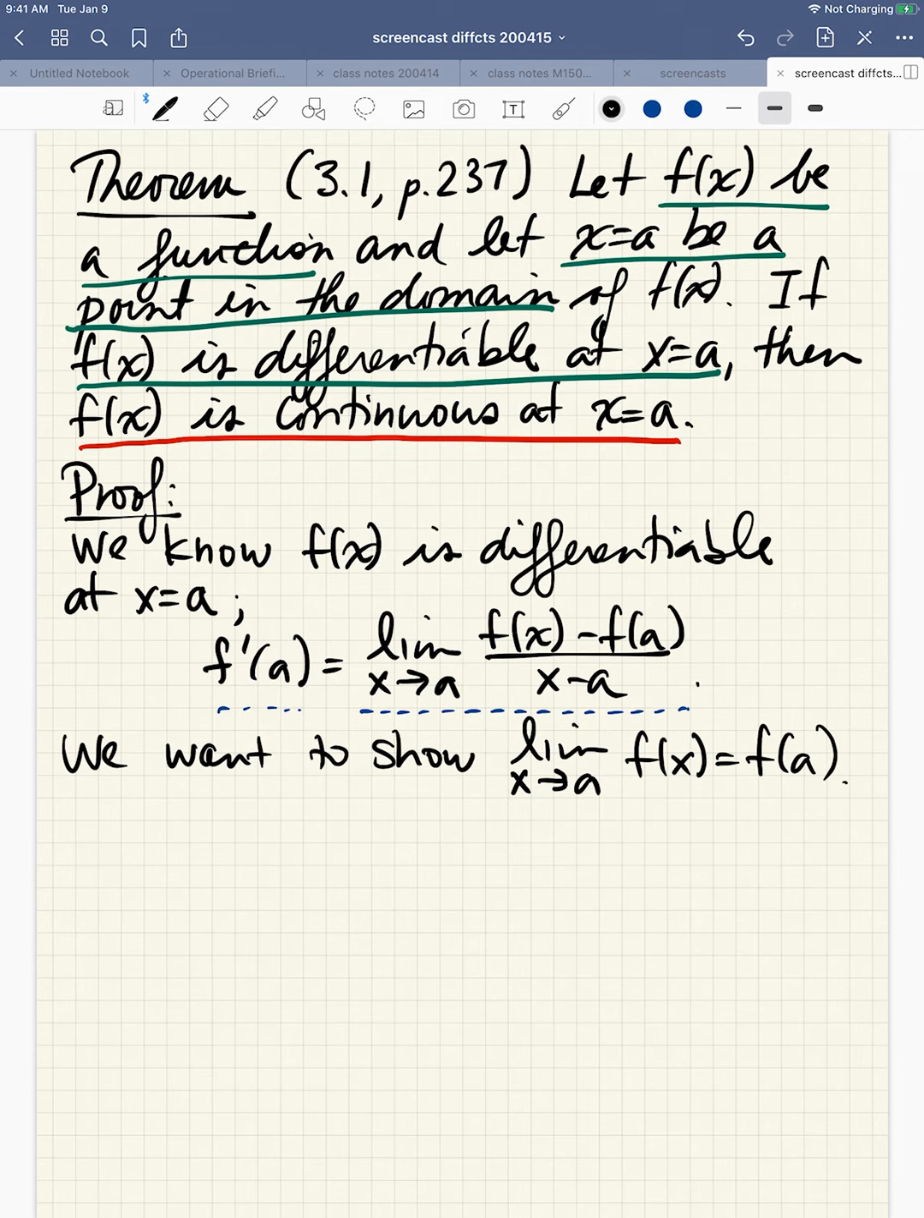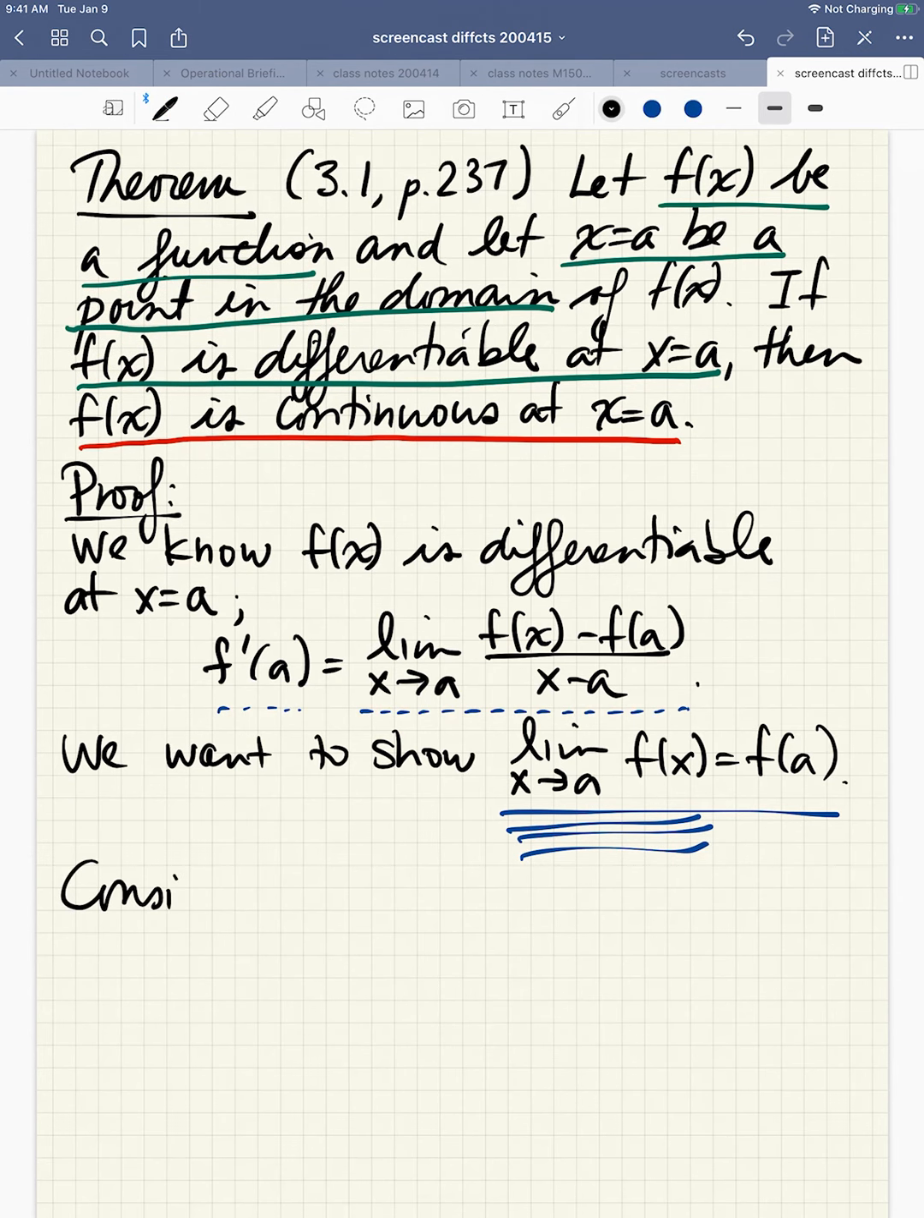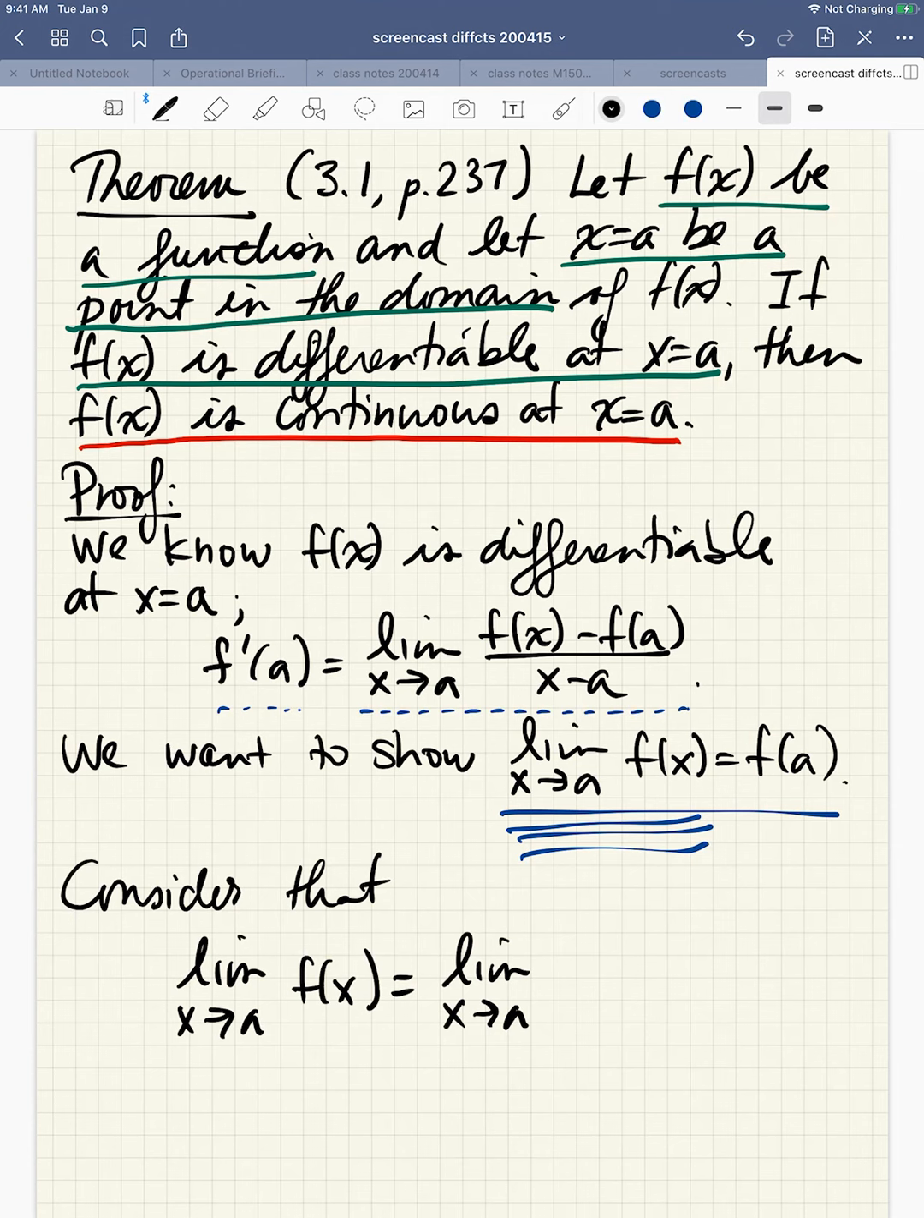So when we're proving things, I want to prove this. So I'm going to start with the left-hand side here. So I'm going to say, consider the limit as x goes to a of f of x. Now watch this. It's the same thing as the limit as x goes to a of f of x minus f of a plus f of a.